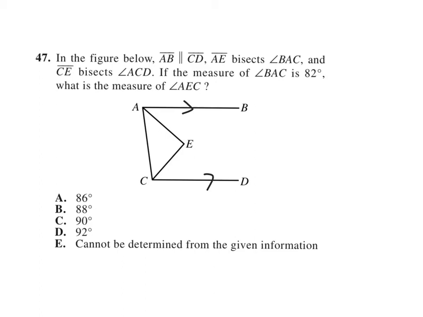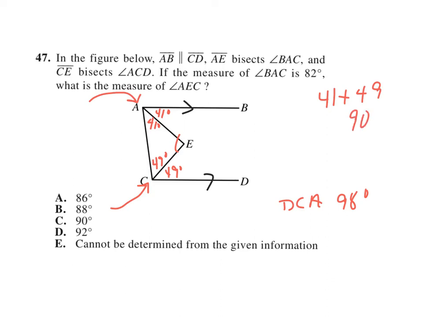So if BAC is 82 degrees, then I know that each one of these small angles is 41 degrees. Well, I also know that when I have parallel lines cut by a transversal, then this angle here plus this angle here adds up to be 180 degrees. And if I know that BAC is 82, then angle DCA is going to be 98 degrees, because 180 minus 82 is 98 degrees. That means that each of these little angles are 49 degrees. Well, I'm wanting to know this angle measure here, so I know 41 plus 49 adds up to be 90, and 180 minus 90 is 90, so C.